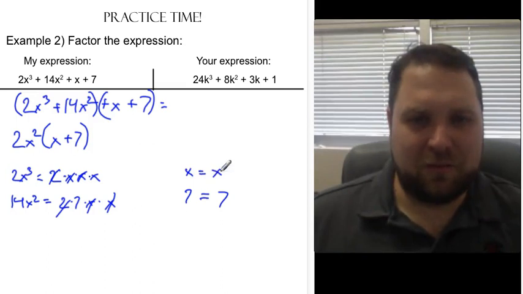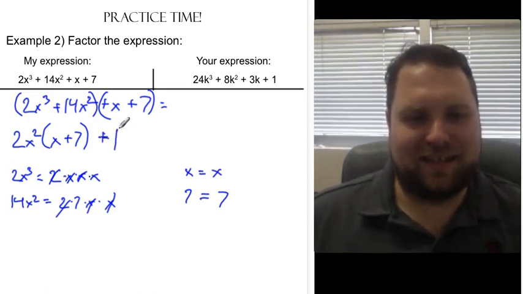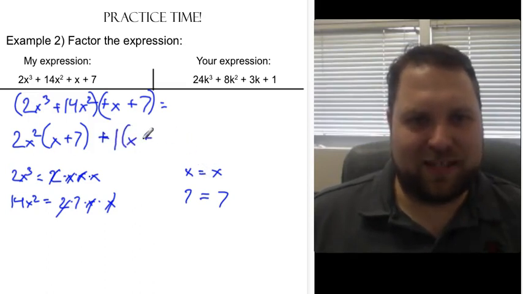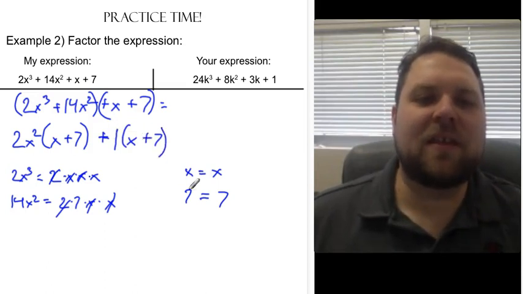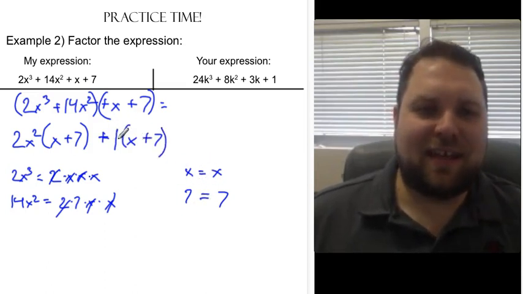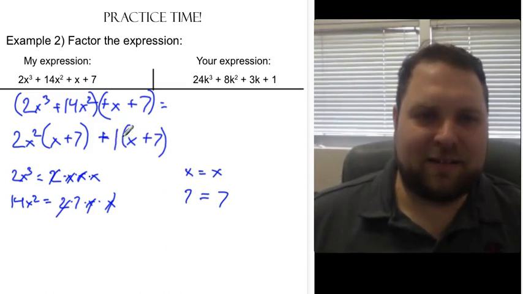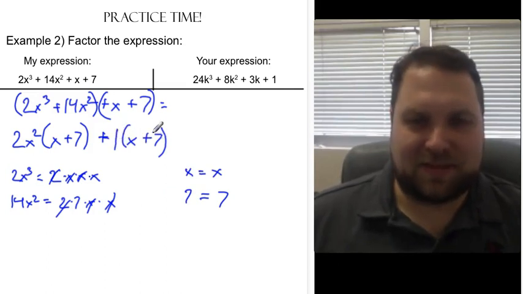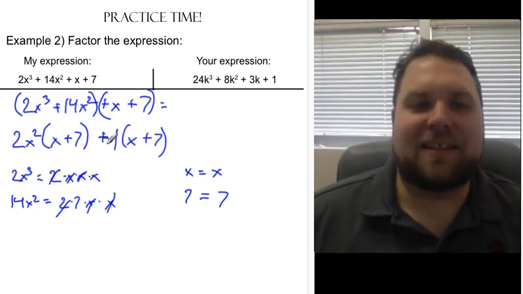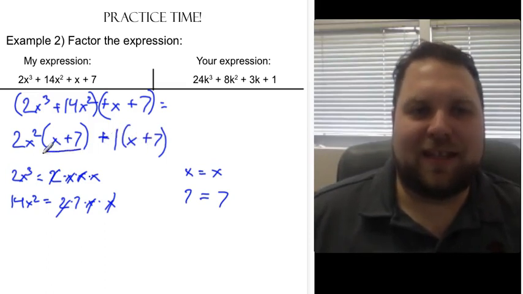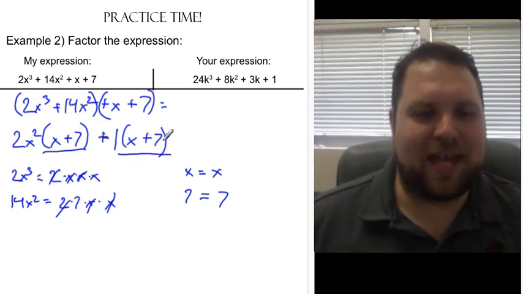So there's nothing in common between these. The only thing I can say they have in common is a 1, because I can always say that there's a 1 in common, and when I do that, I didn't move anything from there. It's still x plus 7. So you can always just put a 1 out there. Again, 1 times x plus 7 doesn't change anything, but it does let us set up our grouping. And now we see, like magic, that same binomial there.